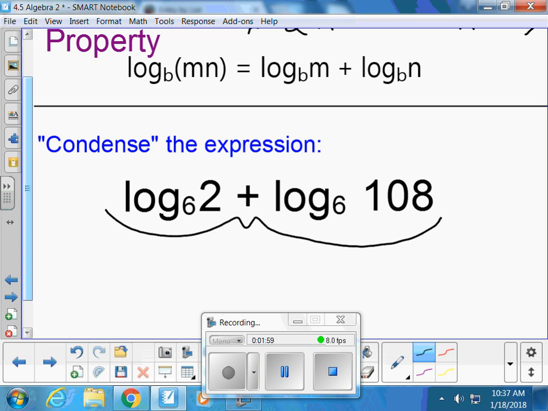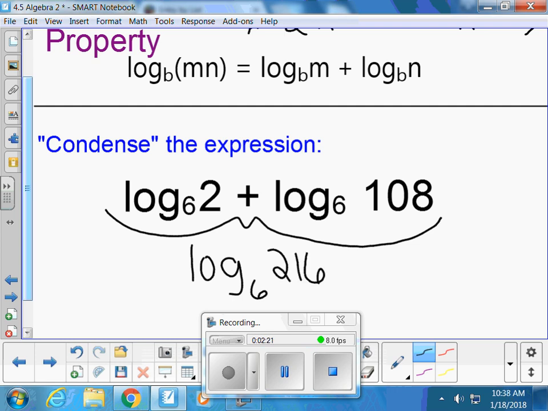The first thing you want to verify is that both of their bases match. So these are both 6's. If this was a 6 and this was an 8, we wouldn't be able to do it. So they're both 6's. You can make them into a single log base 6, but you'll have to take the 2 and the 108 and multiply them together. So what is 2 times 108?